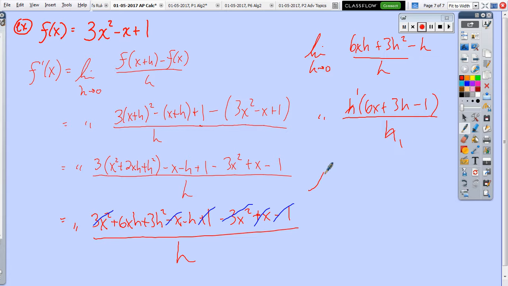So we're left with the limit as h approaches 0. This is, in a sense, basically like a removable discontinuity, because we're evaluating the limit as we approach. This is why we're allowed to do this. So then we have 6x plus 3h minus 1, and now letting h be 0, we have 6x minus 1.